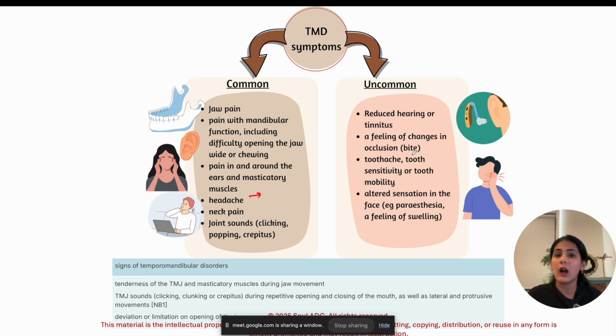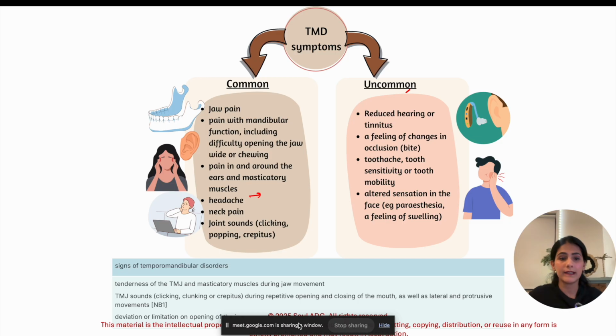However, uncommon symptoms could be that the patient can't hear, so there is reduced hearing or tinnitus. Tinnitus is a sound which you hear sometimes. A feeling of changes in the occlusion, where whenever the site has been affected, it is a possibility that there could be deviation in the bite, or deviation in the jaw a little bit left or right. We'll discuss those as well. Then it could be toothache, tooth sensitivity, mobility, and altered sensation in the face can also happen.